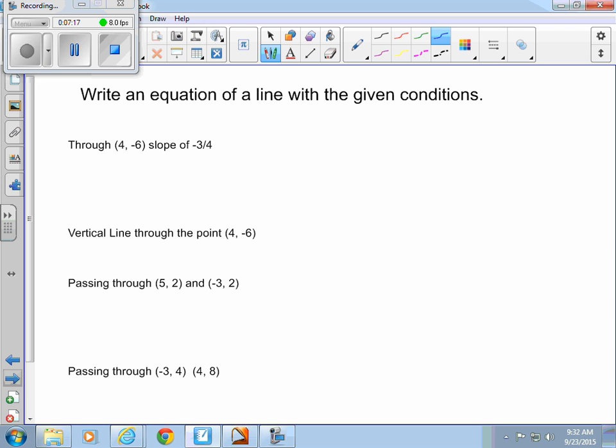How would you know if it were a y-intercept? What would it look like if it were a y-intercept? The x would be 0. So we can pick that out.